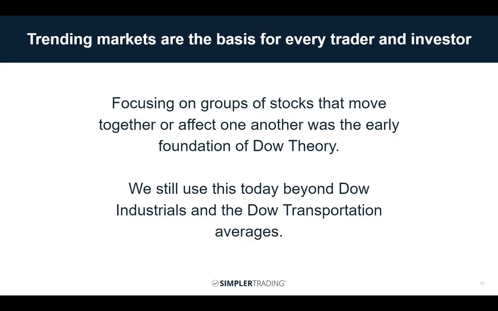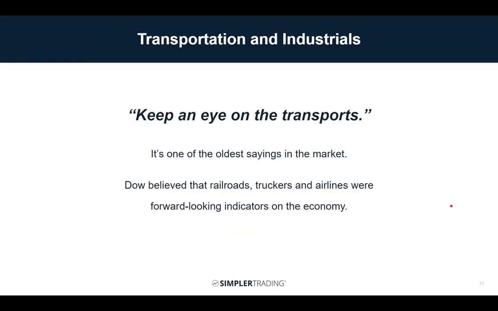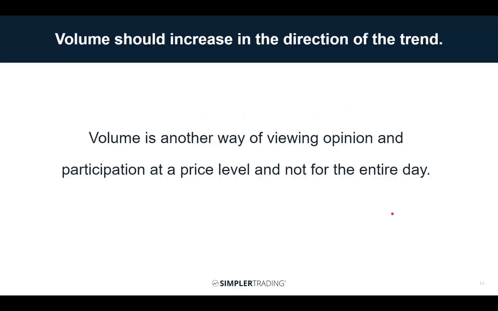So we use Dow theory even today. And one of the things that I think a lot of folks may have heard about, and if you haven't, this is a big one, is that the Dow transportation average and the Dow industrial average are something that we all as traders should be keeping an eye on. The old saying goes, keep an eye on the transports. Charles Dow believed that railroads, trucking, airlines, those were the predictive or forward looking indicators of an economy. And I think it still holds true today.